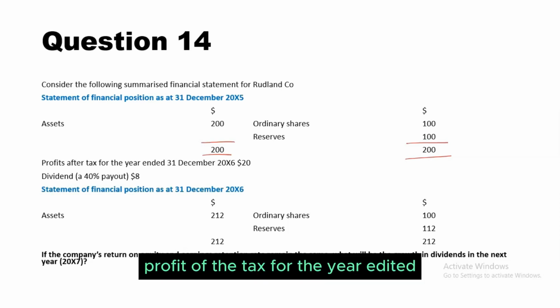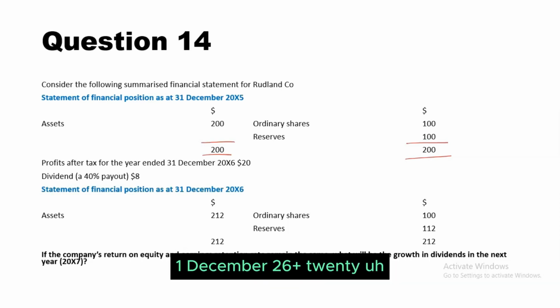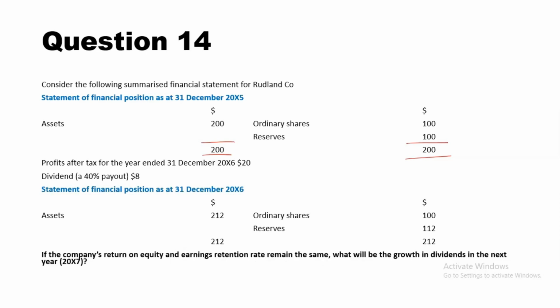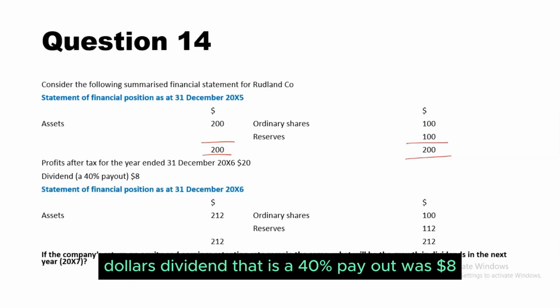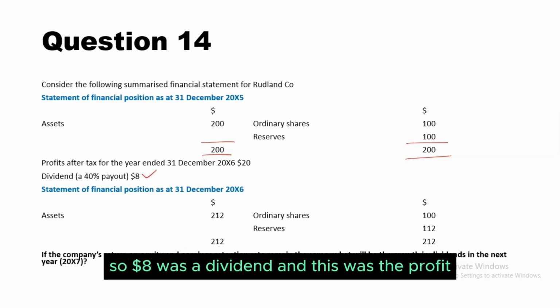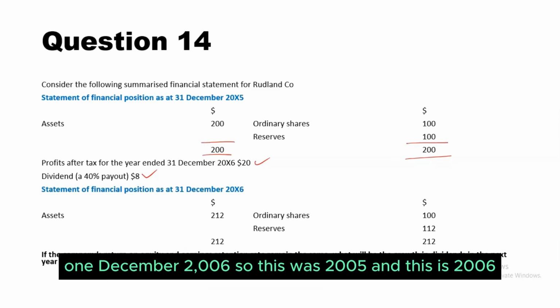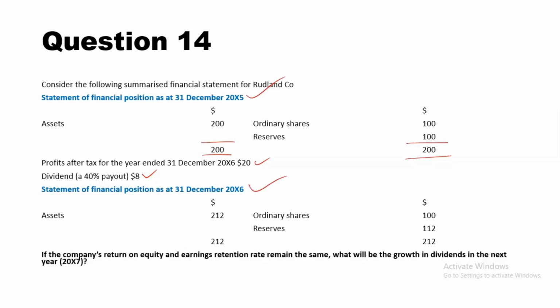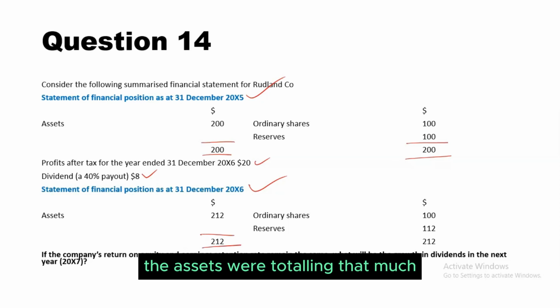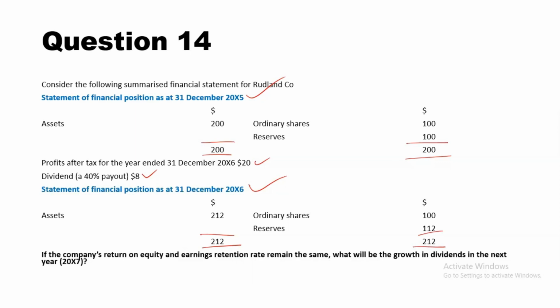Profit after tax for the year ended 31 December 2026 was $20. Dividend, that is a 40% payout, was $8. So $8 was the dividend and this was the profit. Statement of financial position as at 31 December 2006. So this was 2005 and this is 2006. The assets were totaling that much and the reserves were that much.